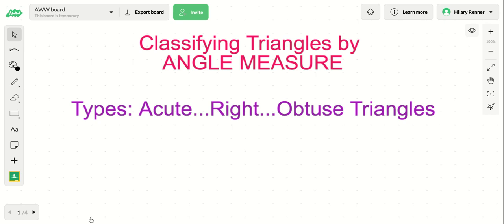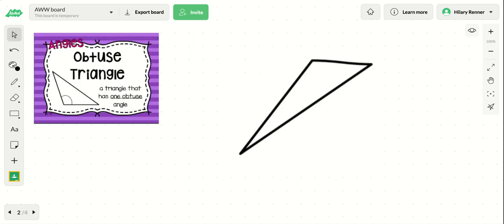Okay, boys and girls, in this video, we're going to be talking about classifying triangles by angle measure. We know that the three types of angles that we're going to use in this video are acute angles, right angles, and obtuse angles. Those are the angles that we will need in order to classify the three different types of triangles. The first type of triangles we have are obtuse triangles.